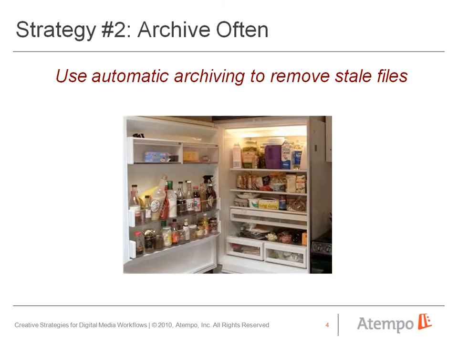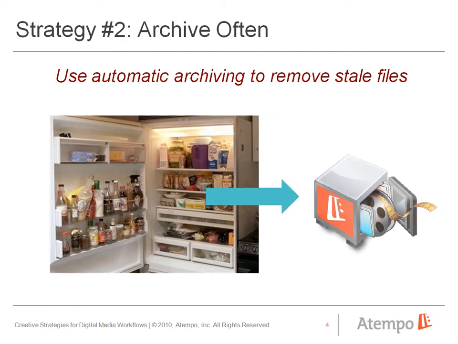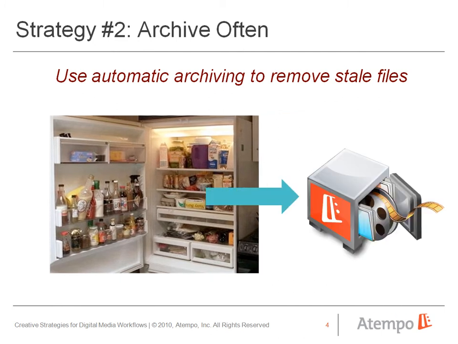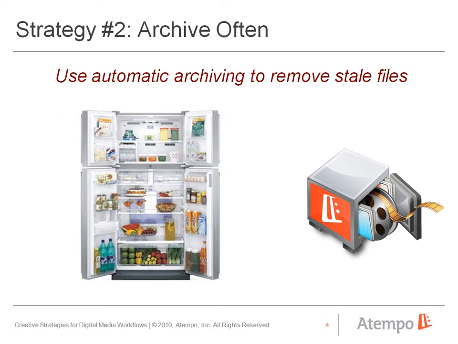Strategy 2, archive often. Use automatic archiving to reduce clutter. Like an office refrigerator that everyone uses but no one owns, shared storage areas can grow out of control. Your archive should be able to search for stale content and migrate it offline, cleaning up your production storage.